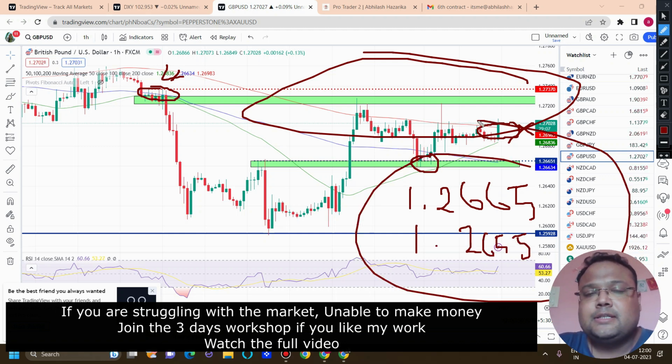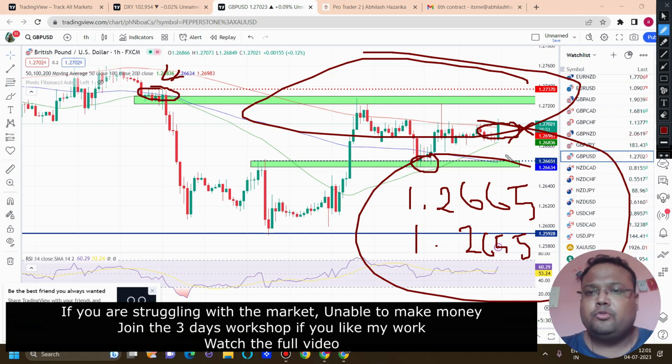1.2655, this is still the support zone, and under this condition, when there is less volatility, less volume in the market, we can expect the market to take support around this area. If it does, if it shows price rejection from below, we can definitely hit the buy button.